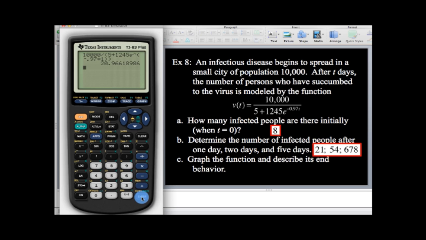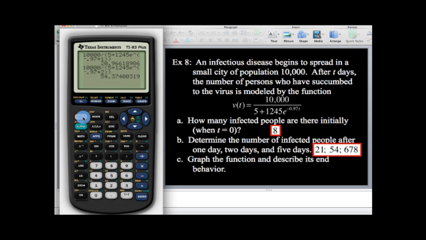So in this case, people infected, that's going to round off to 21. Now a nice feature of these calculators is, so that I don't have to retype that whole thing, I can use the second enter button and it will retype that whole thing for me, and all I have to do then is go back and change the x value, or the t value in this case, to a 2. And hit enter, and we get 54 when we round that off.